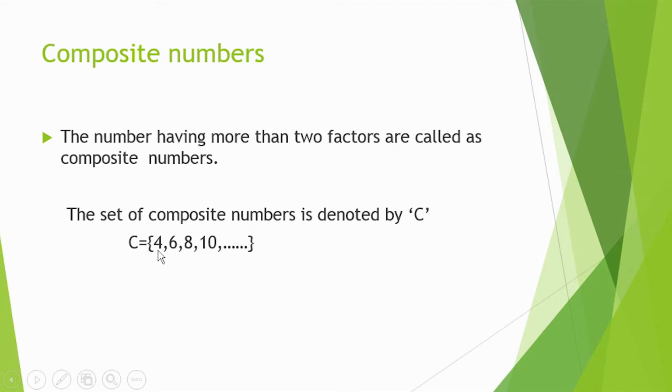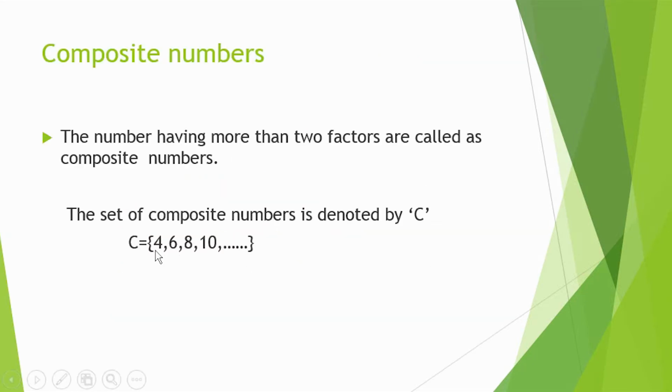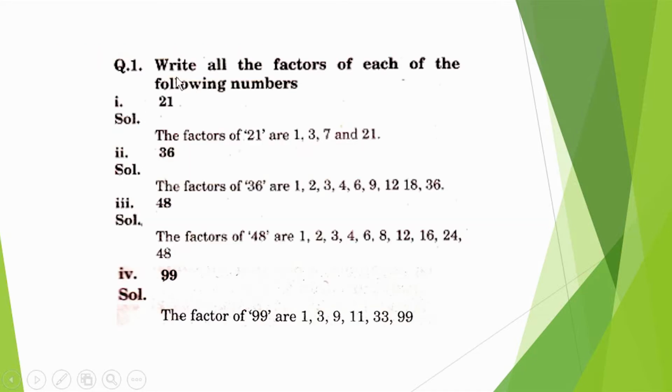The numbers having more than two factors are called composite numbers. The set of composite numbers is denoted by C. Here, the set of composite numbers: 4, 6, 8, 10. Let's suppose 4. It's a composite number which has more than two factors: 1, 2, 4. And 6 has 1, 2, 3, and 6.